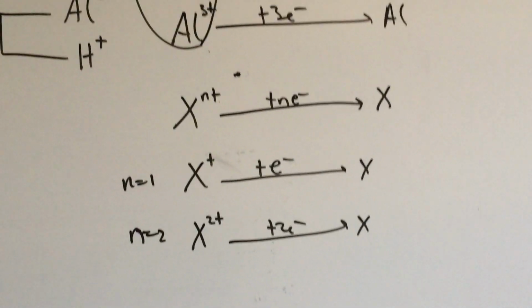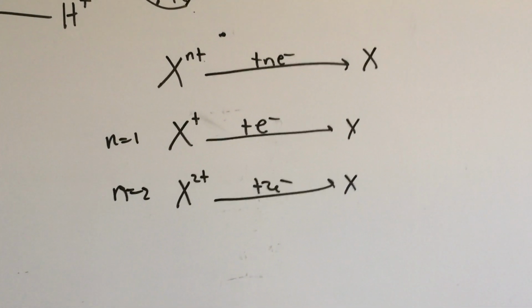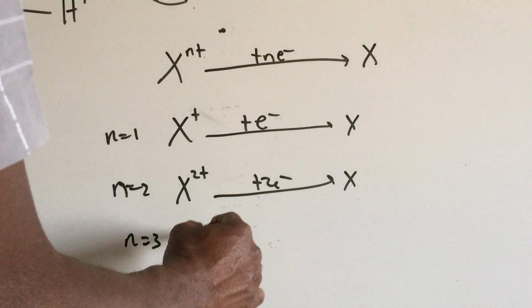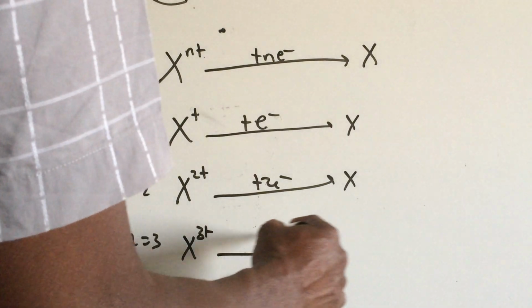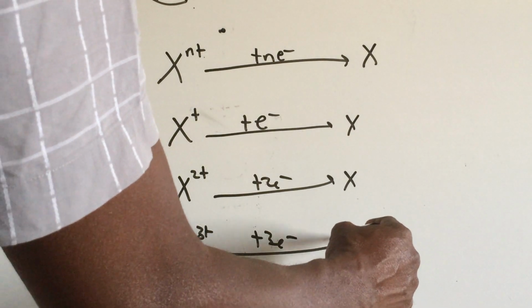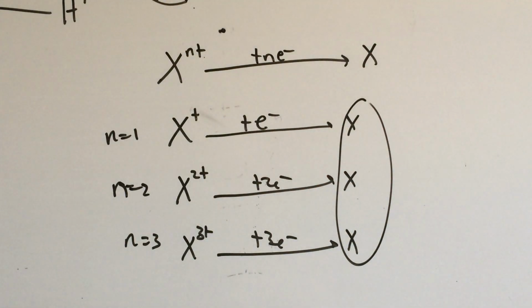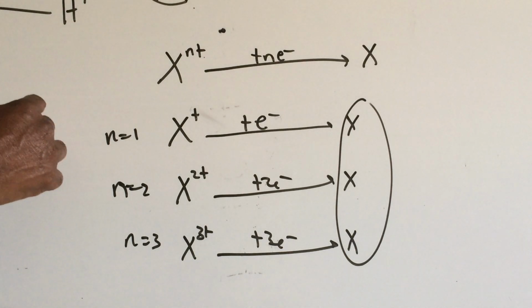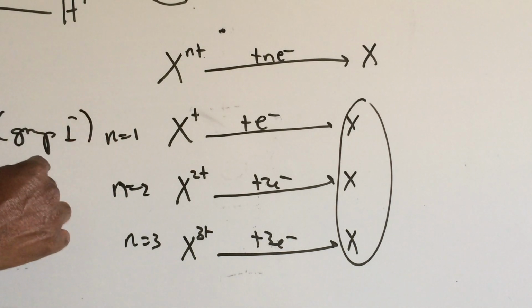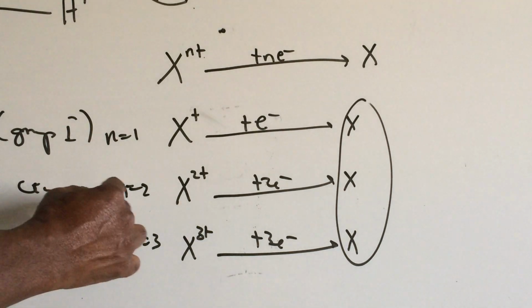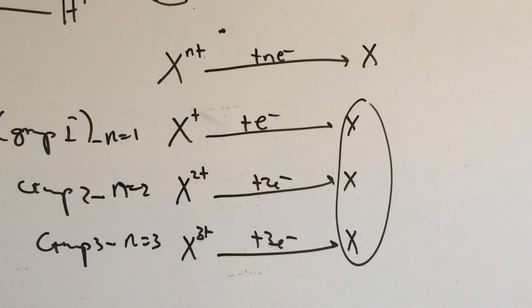And likewise those in group 3, n is 3, you have X3+, so this will also accept 3 electrons. So all of them become what? Discharged at their respective what? Atom. This is for group 1, this for group 2, and this is for group 3. All group 1, group 2 and group 3 cations are discharged respectively as this.